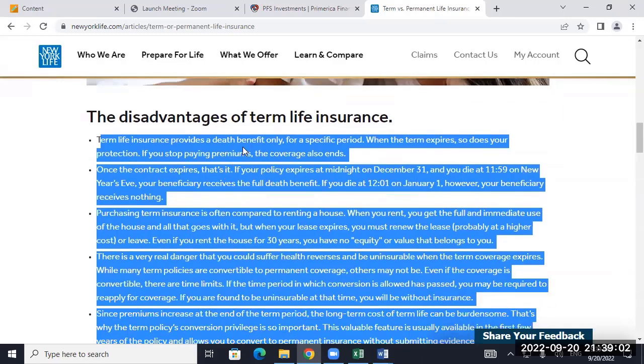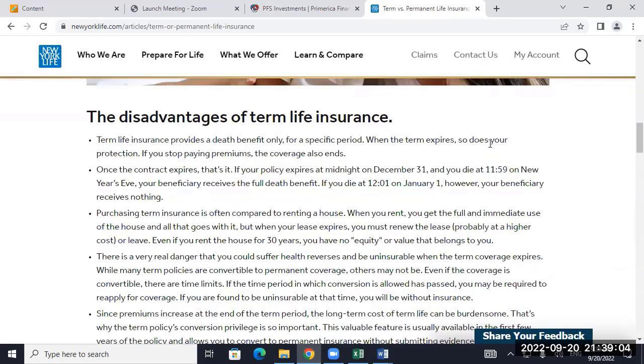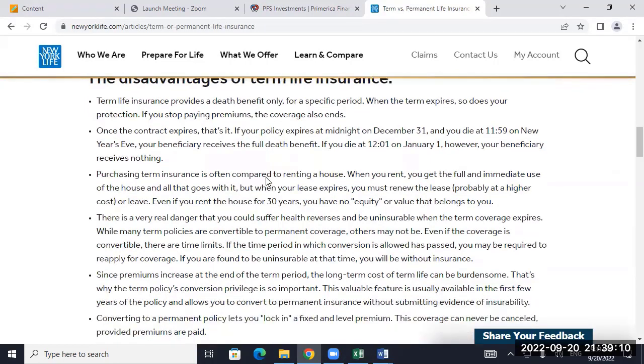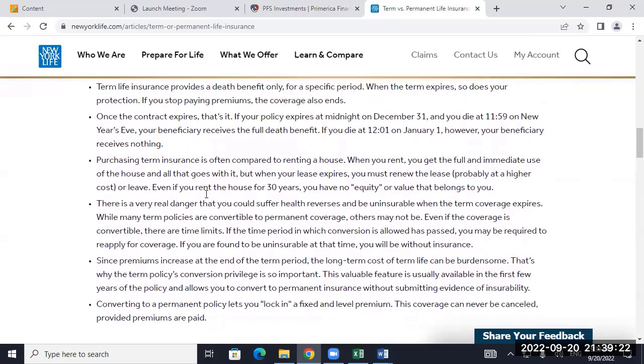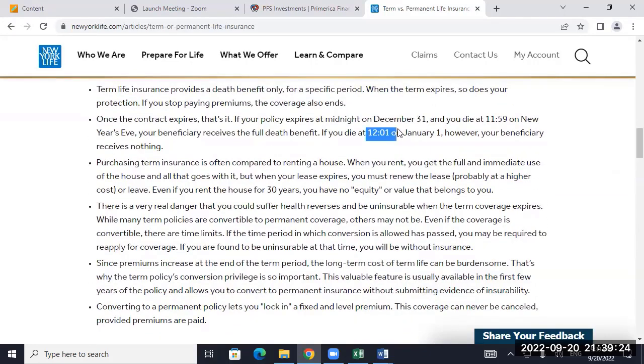Term provides a death benefit only when term expires, so there's protection. Once a contract expires, that's it. So if you die 3 seconds later, unless you can get the coroner to lie on the death certificate, and you're not going to be there to have it happen, so you've got to get your family to do that. That'd be really frustrating. Has that ever happened before? Someone with a life insurance policy dies at 12:01 the next morning. It's probably happened before.